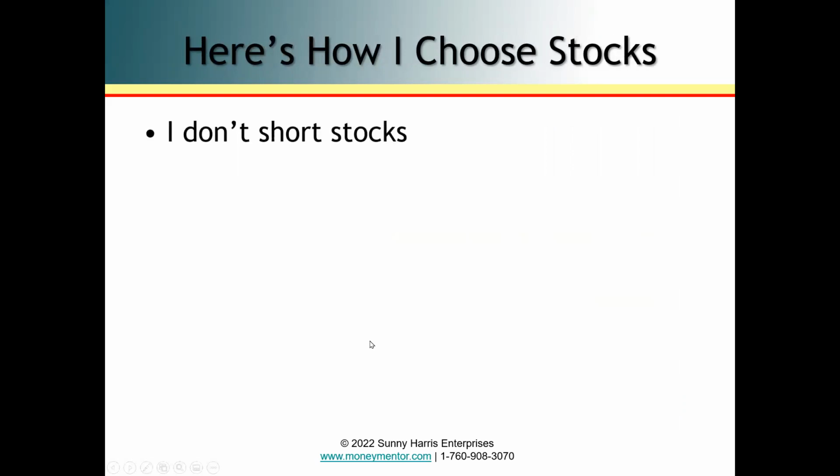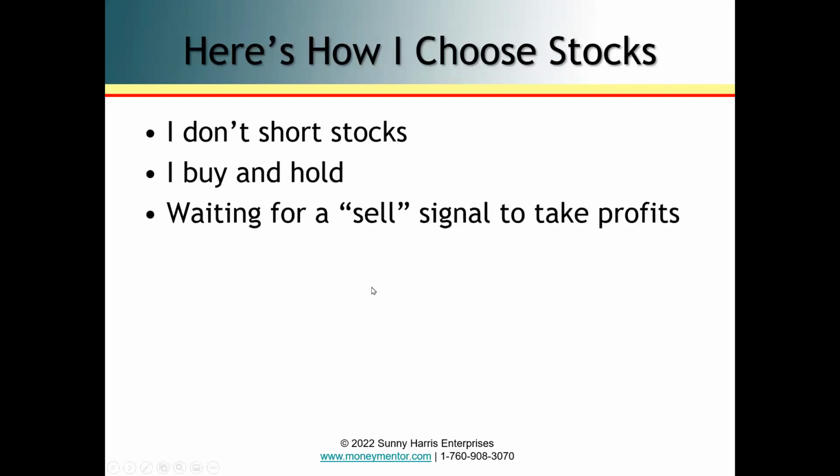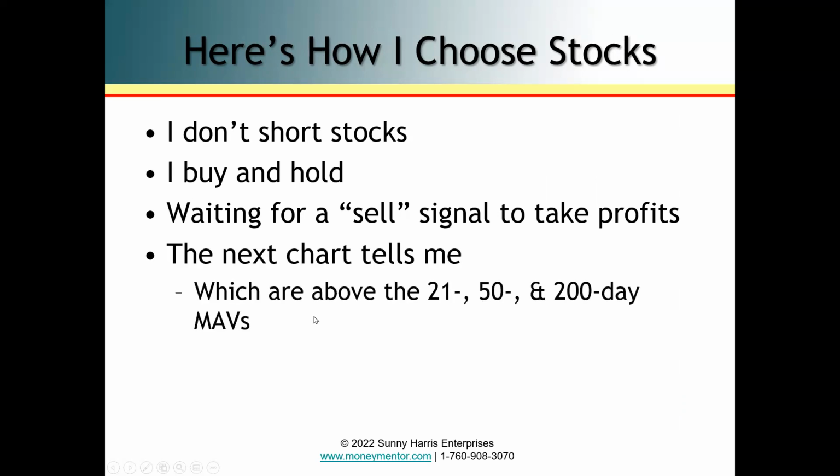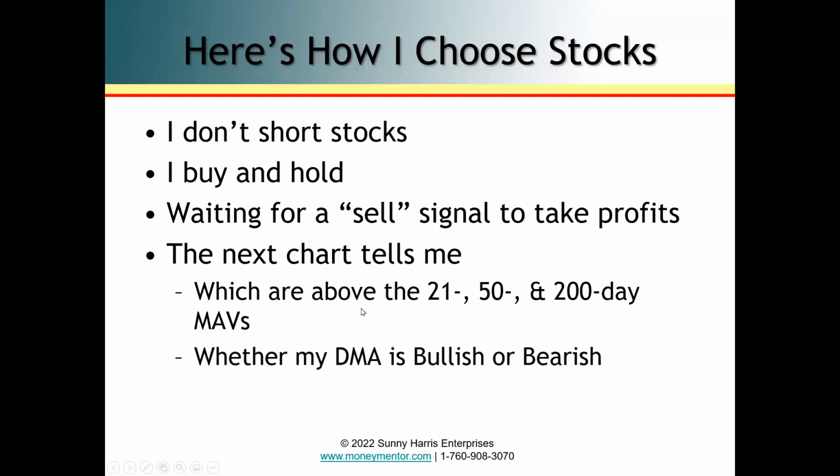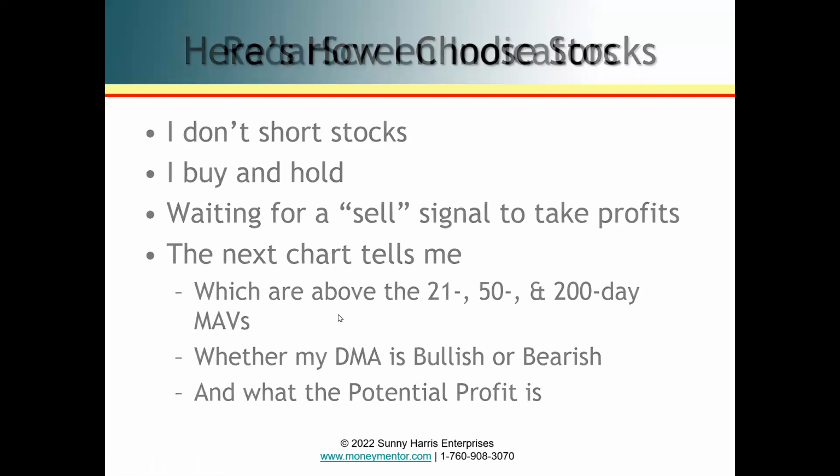So here's how I choose stocks, and this is different from how most people choose stocks. I don't short them. I buy and hold, waiting for a sell signal to take profit. So I'll hold for a while. When I get a sell signal on Sunny Bands, I'll take the profits out of them instead of going short. And then I wait for the chart to tell me when to get back in. So the next chart is going to tell us which of a set of stocks are above their 3 moving averages. And it'll also tell me whether my dynamic moving average is bullish or bearish and what the potential profit is. A lot of information on one screen.